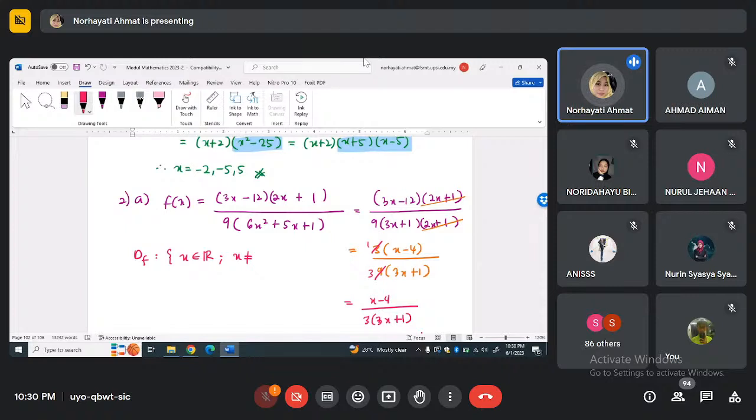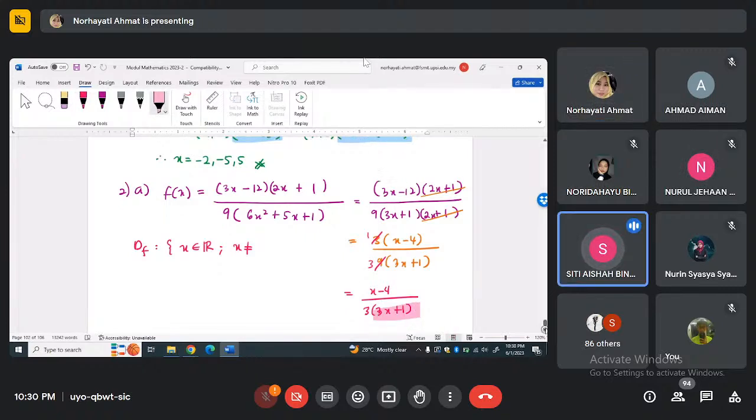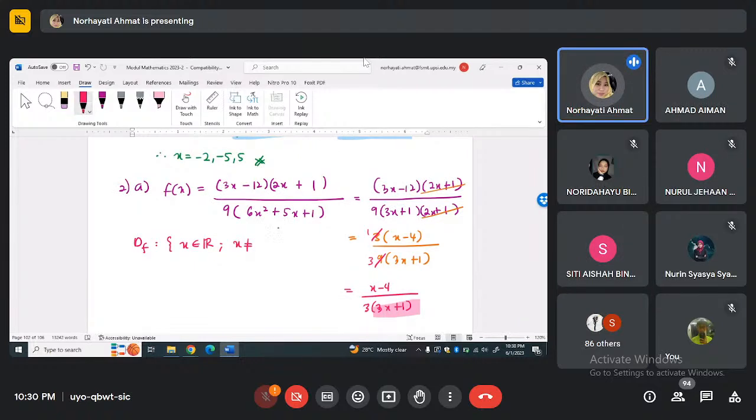Ni tak boleh jadi kosong ni. Ini, this one. Tak boleh jadi kosong. Negative 1/3. Pandai. Negative 1/3. Tu je. Boleh? Boleh. Okey, bagus. Alhamdulillah.